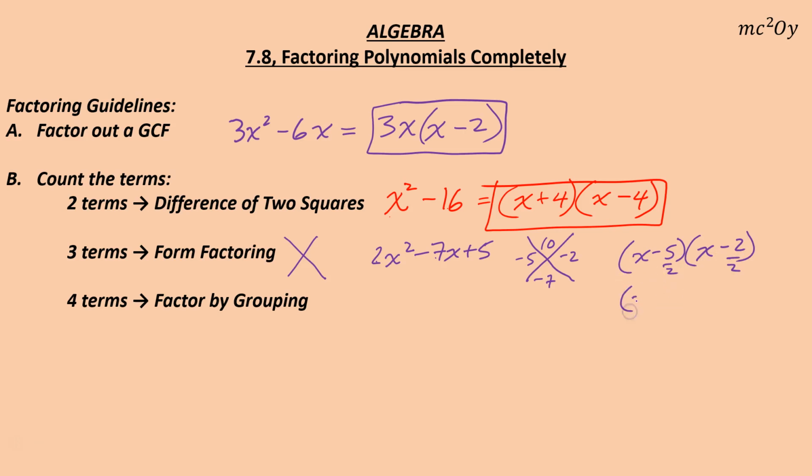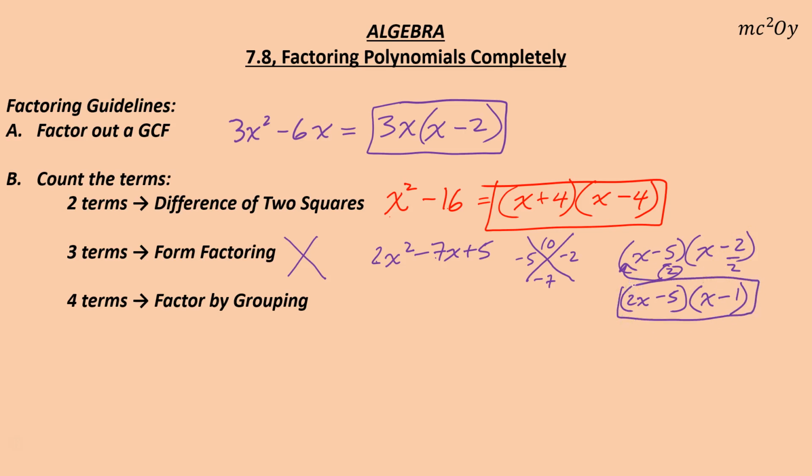Okay, so you can't reduce 5 halves. So that 2 drops in front, so we get 2x minus 5. And we can't reduce, or we can reduce this. This becomes 1, so it becomes x minus 2 divided by 2 is 1. And now we factor that.